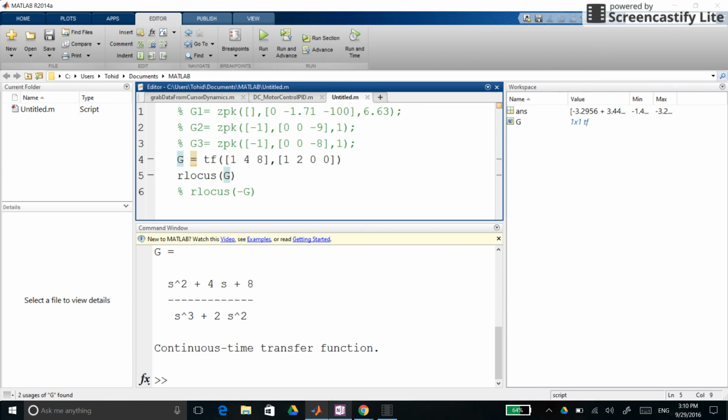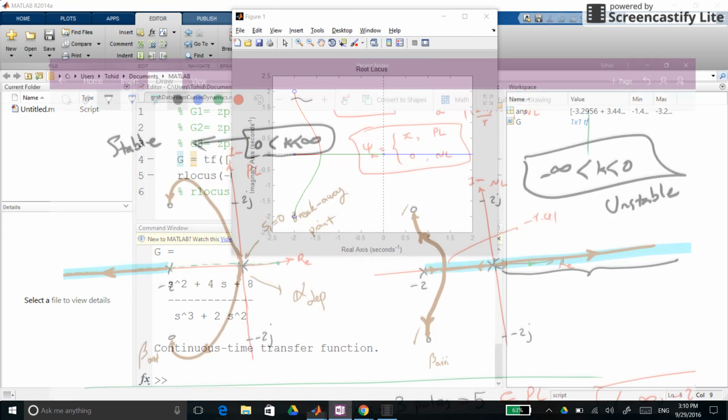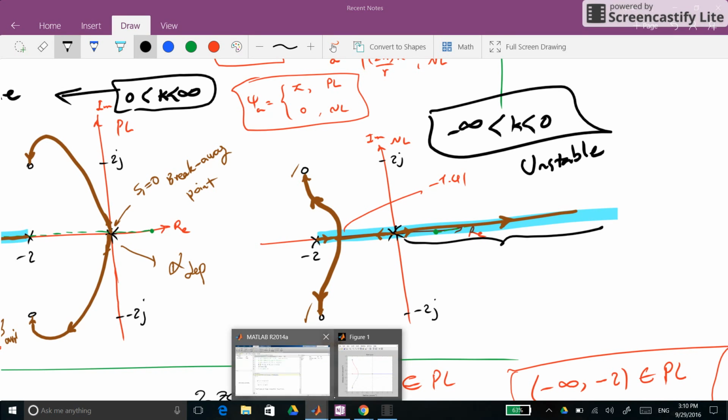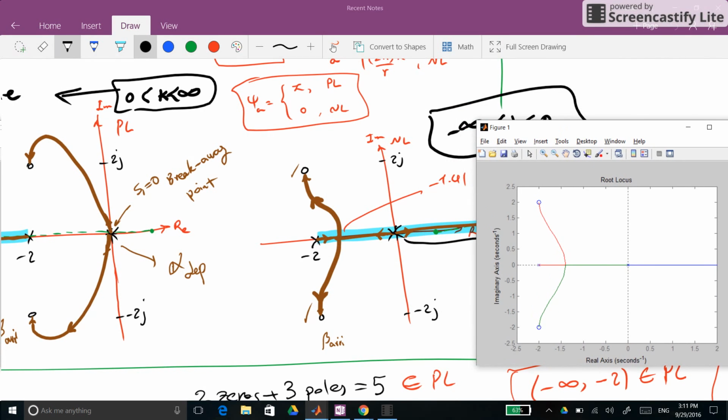Let's see what we have for the negative locus. And this is what we get. Again, you can compare it with what we have obtained for the negative locus, and you can see that the angles of arrival at the zeros, angles of departure from the poles, and sections of the real axis which belong to the root locus are consistent with what we have obtained.